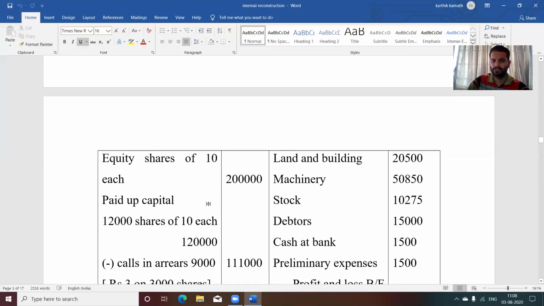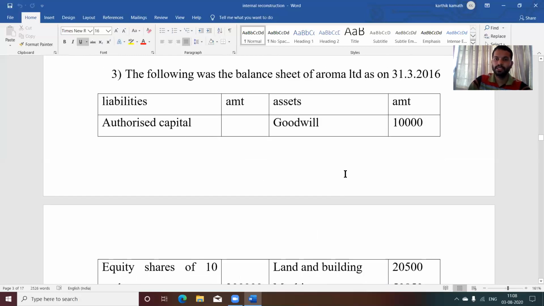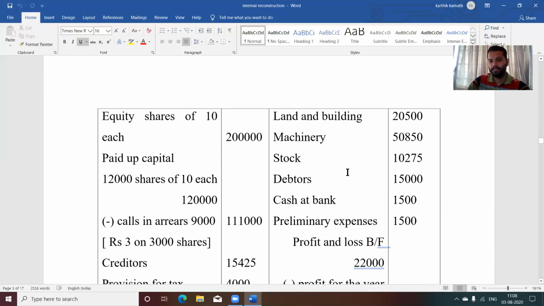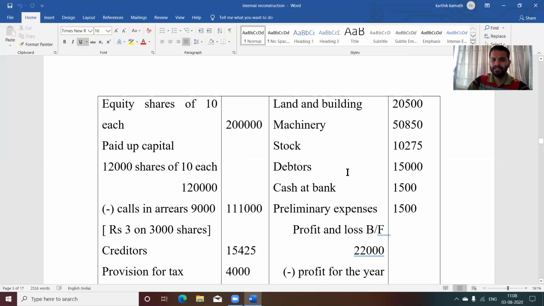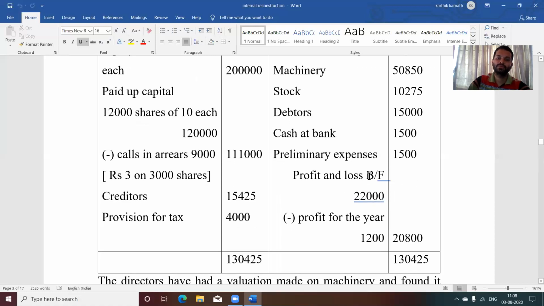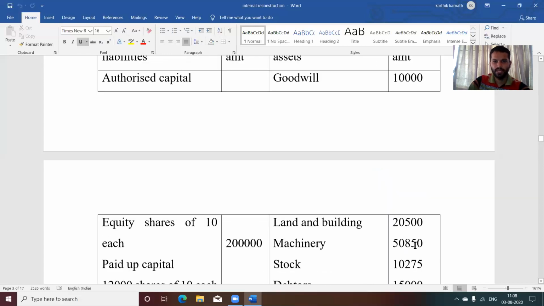Later, provision for tax is also mentioned. On the asset side, there is goodwill, land and building, machinery, stock, debtors, cash at bank, preliminary expenses, and the profit and loss account balance, the balancing figure brought forward. Profit and loss account brought forward is 22,000, minus profit for the year. So this is last year's balance brought forward minus profit for the year, that is 1,200 given. That is total 20,800. So this is the question balance sheet mentioned.